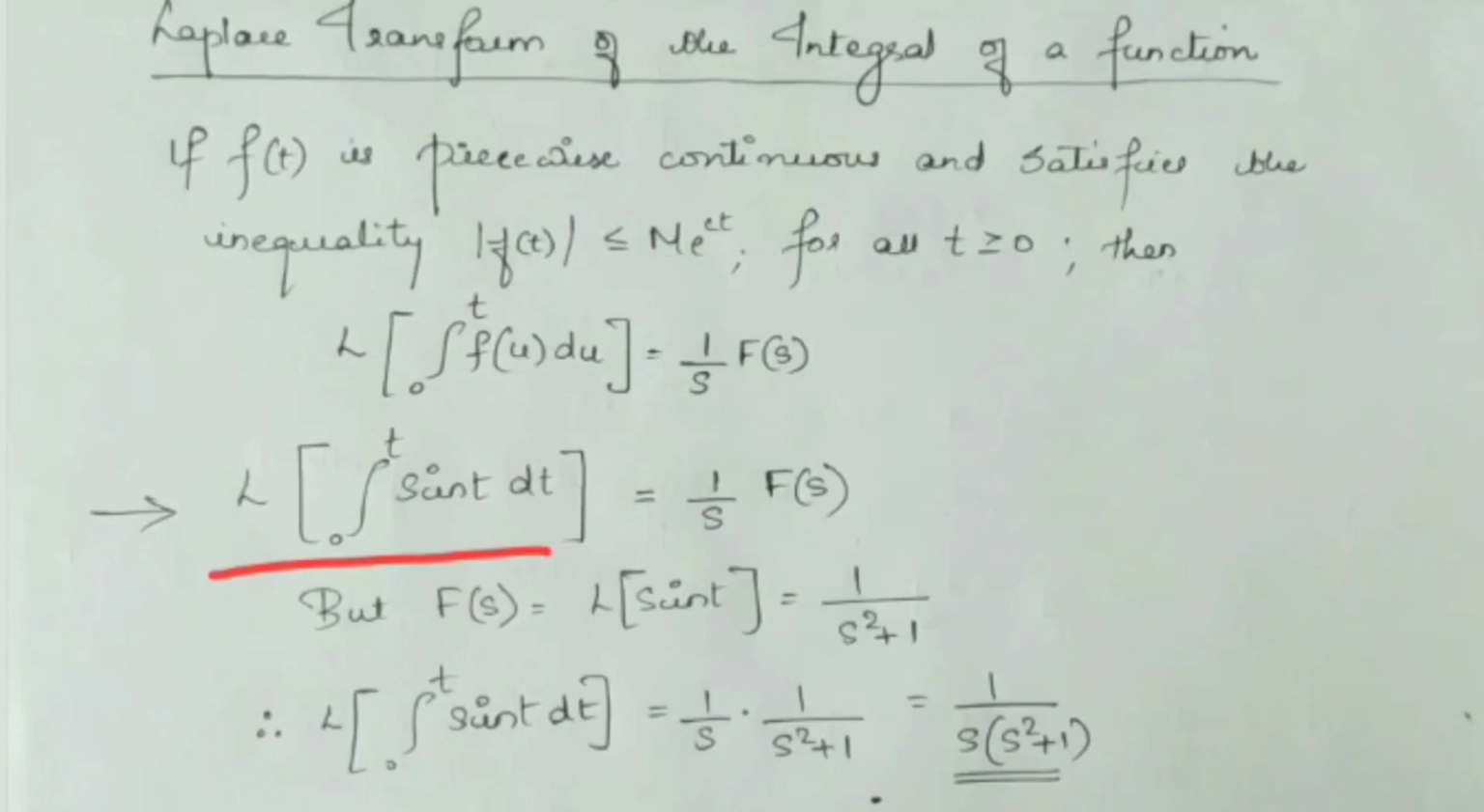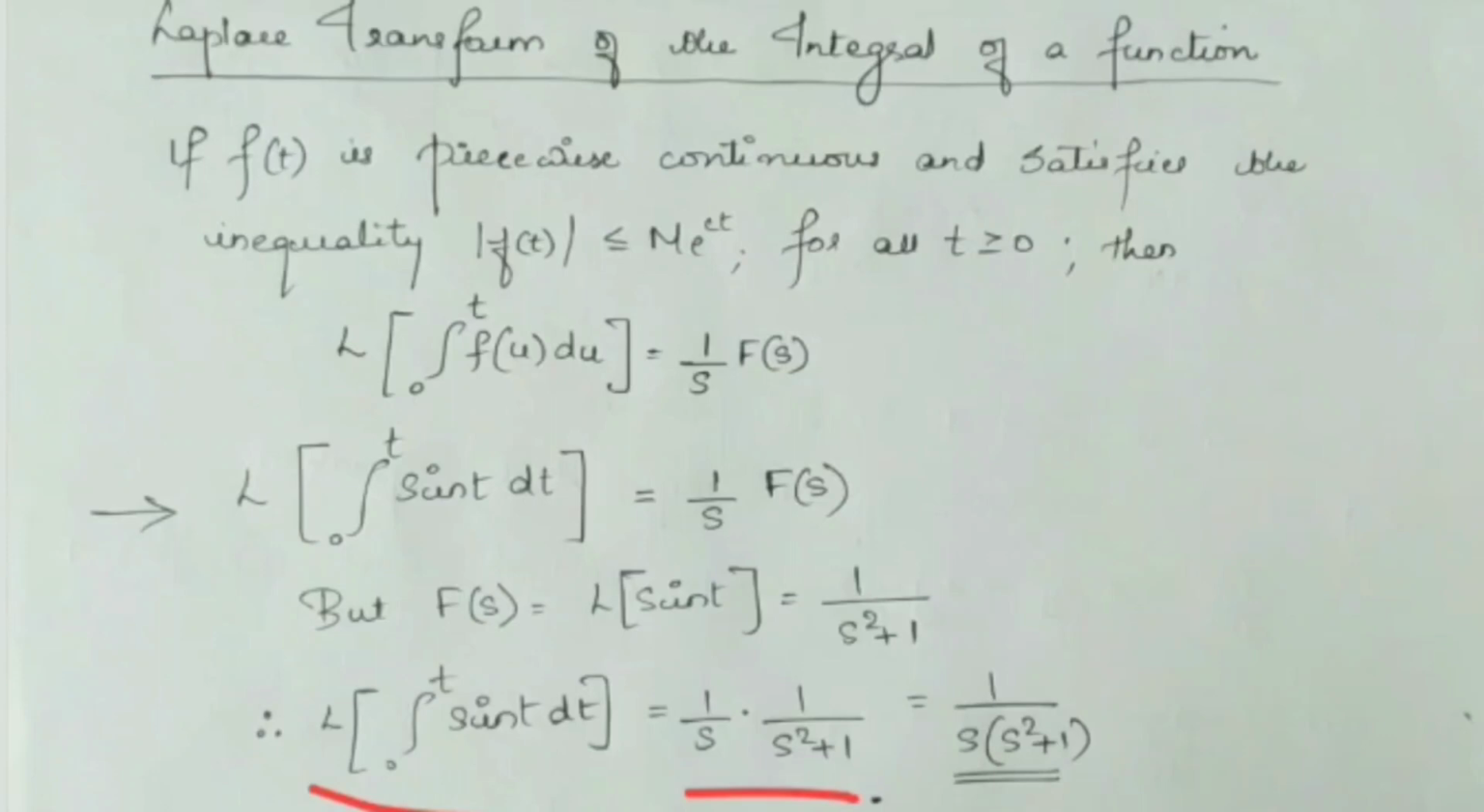So, we know that Laplace of integral 0 to t f of u du or Laplace of integral 0 to t f of t dt is given by 1 by s f of s, right? So, here f of u or f of t is given by sin t. First we have to find out the Laplace transform of sin t. So, f of s is Laplace of sin t, which is equal to 1 by (s square plus 1). Therefore, Laplace of integral 0 to t sin t dt is given by 1 by s f of s. So, 1 by s into 1 by (s square plus 1).